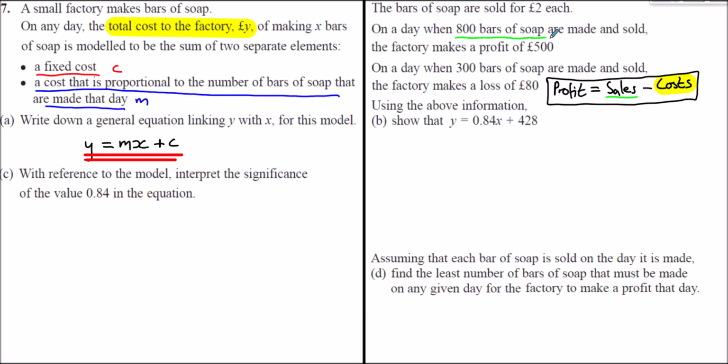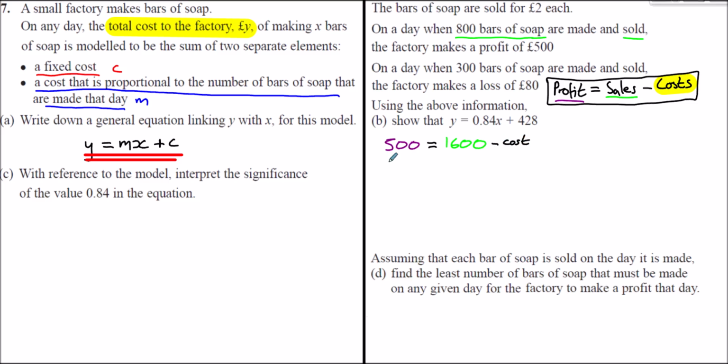So if 800 bars of soap are sold, then the first formula we can get is that the profit, which is £500, must be the sales on that day, which is £1,600, because 800 times 2 gives 1,600, then minus the costs. So the cost, of course, is just in terms of y equals mx plus c, so we can rearrange.